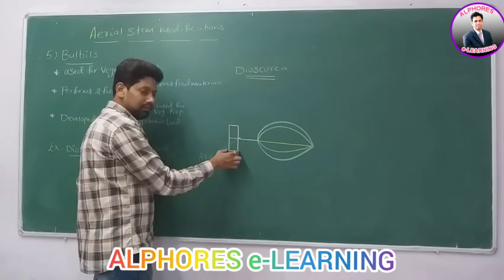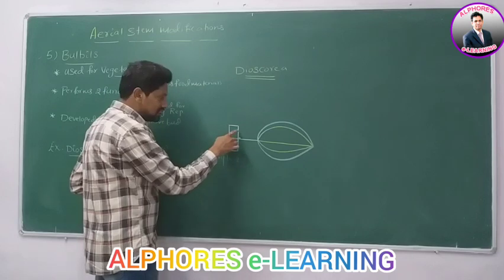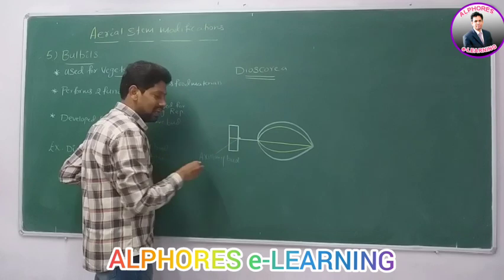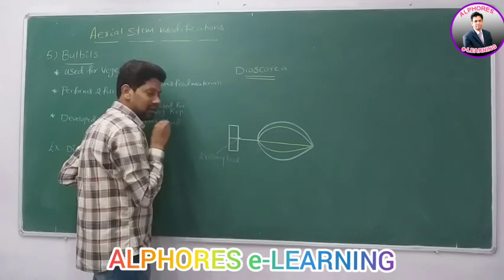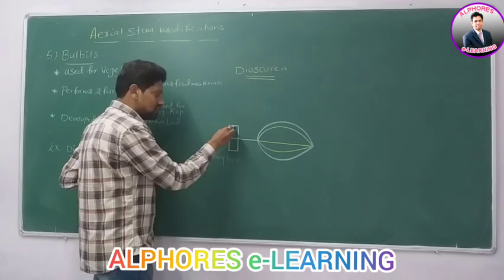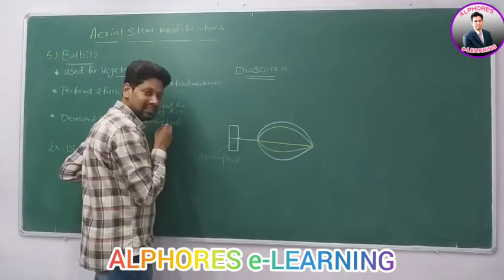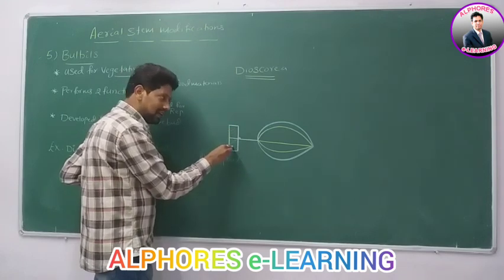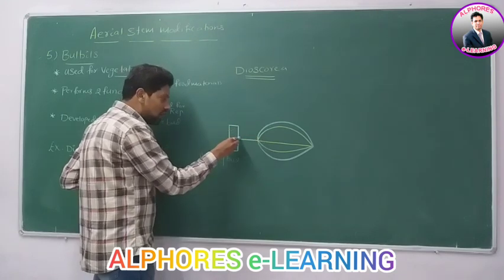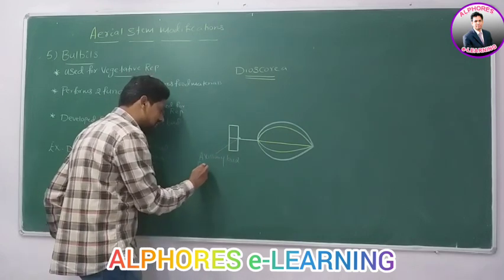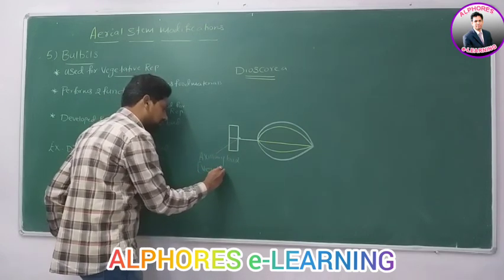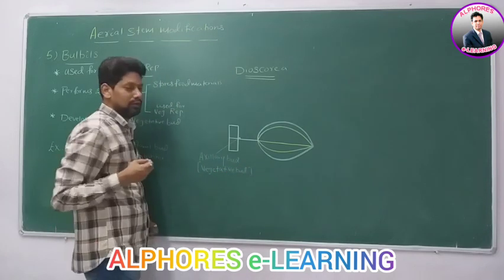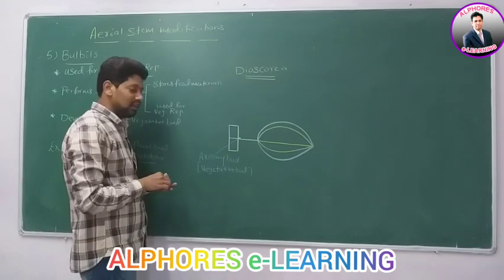This is a stem, this is a leaf, this is axil. What is this bud called? Axillary bud. This axillary bud is associated with stem, a vegetative organ, and leaf, a vegetative organ. So I am calling this axillary bud as what? Vegetative bud. Is this statement okay? Right? Now listen to this statement.